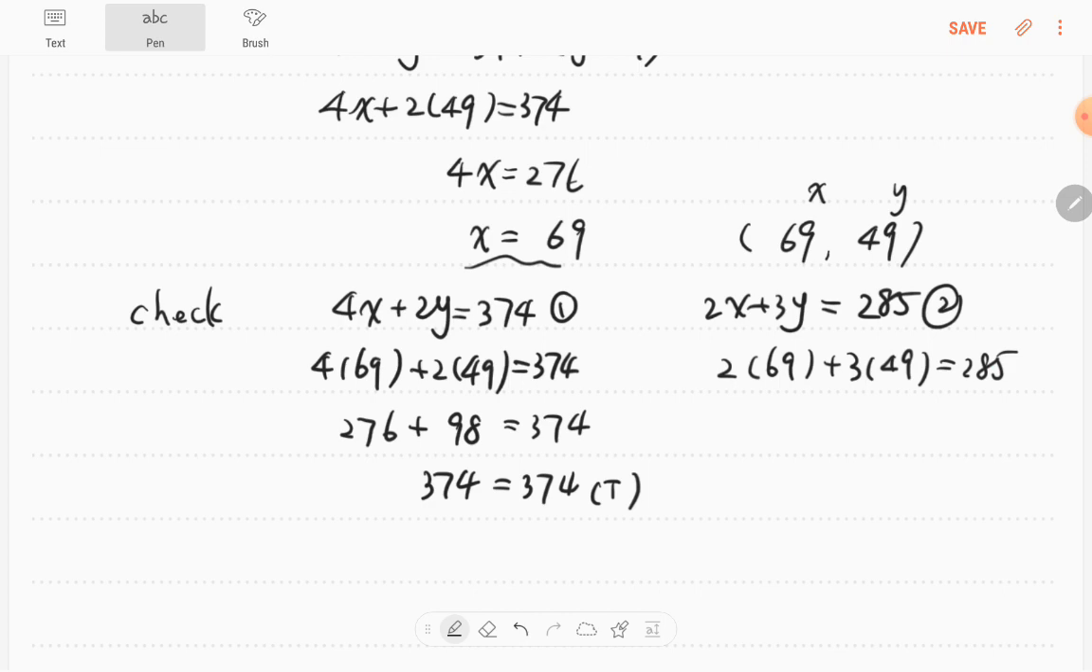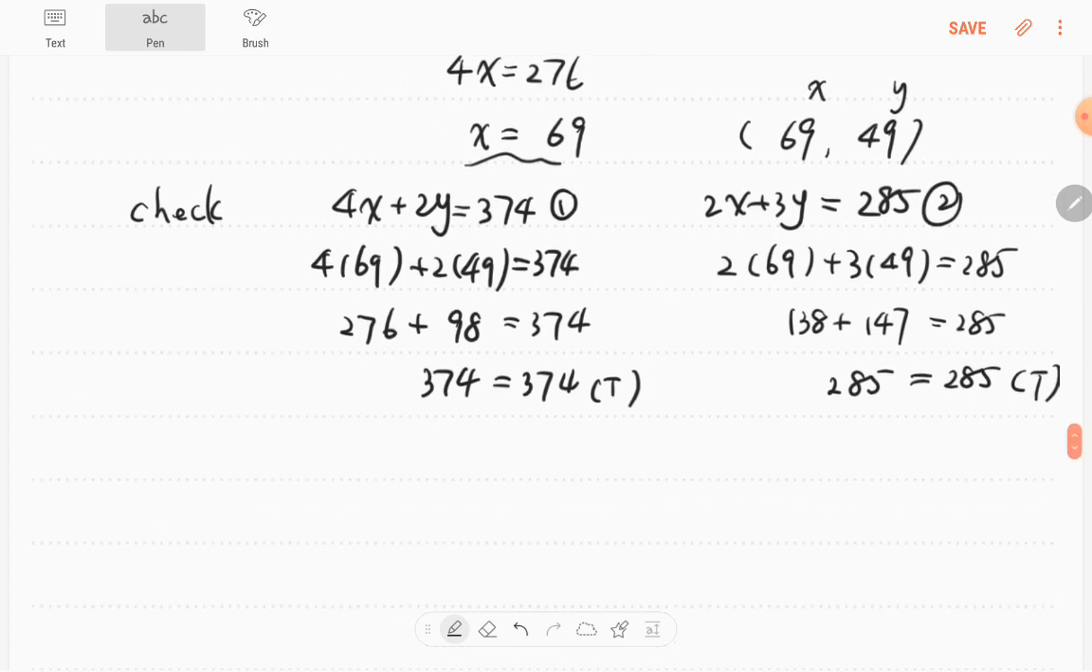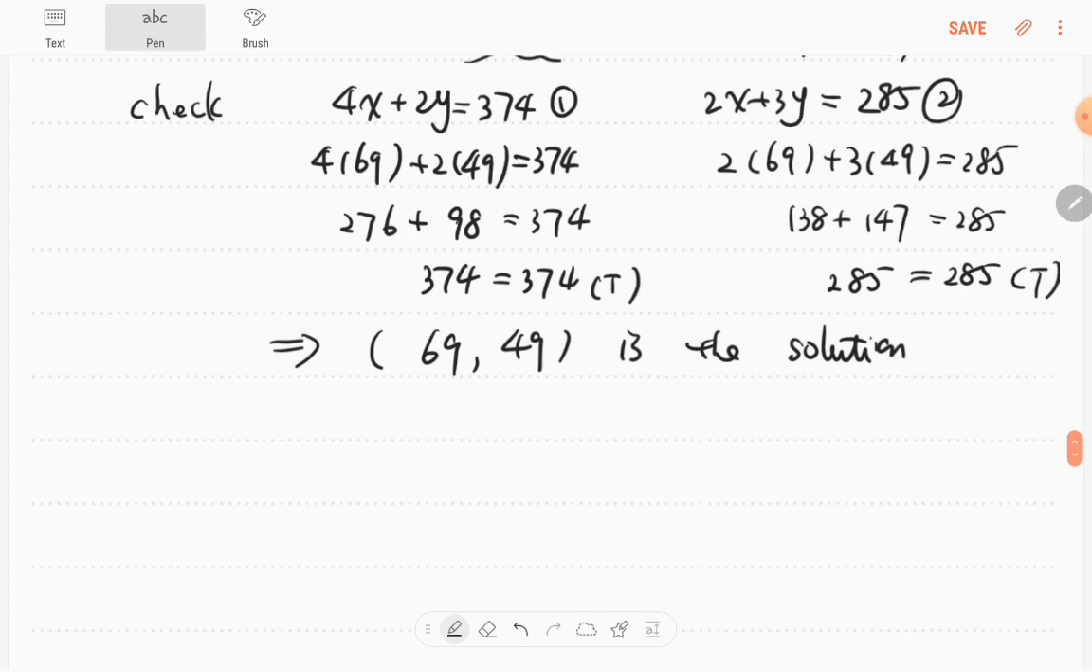So we will get twice 69, we will get 138 plus 147. Then we will realize the left side is also equal to the right side. So both are true. Then we will conclude, yes, this ordered pair (x, y) is the solution. But don't forget, it's a word problem, so we should interpret our solution into a sentence.